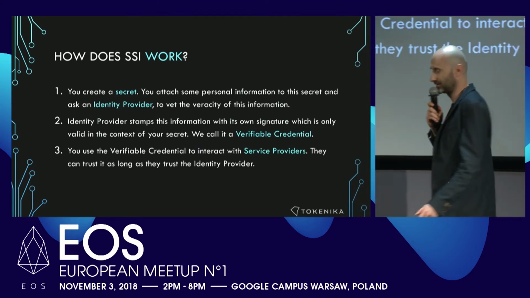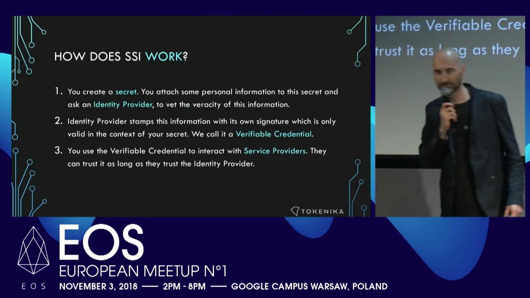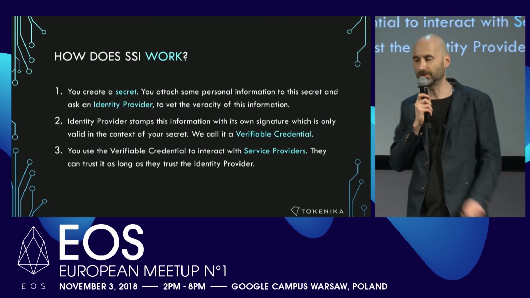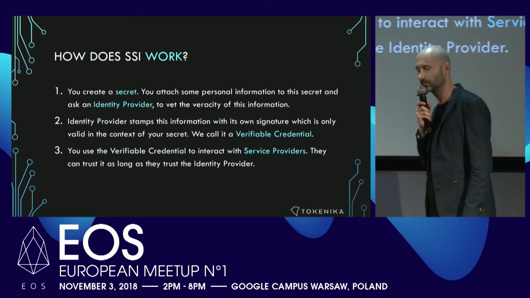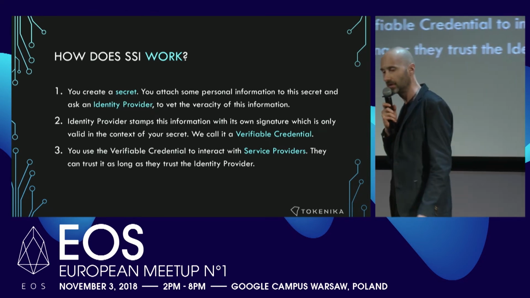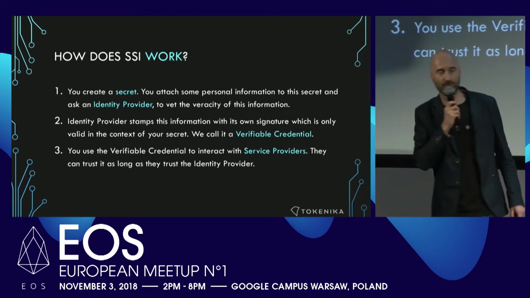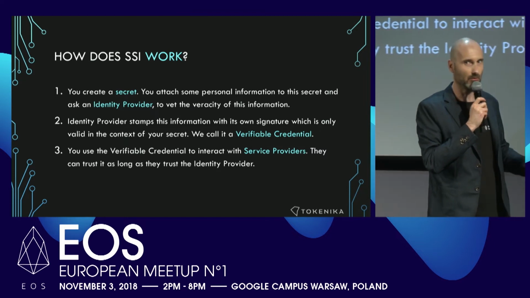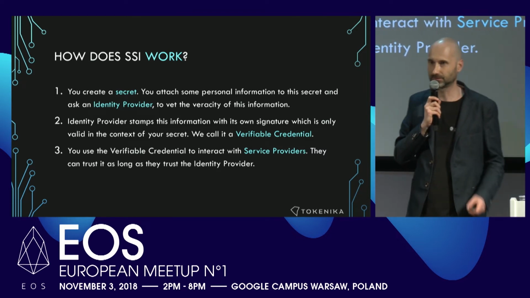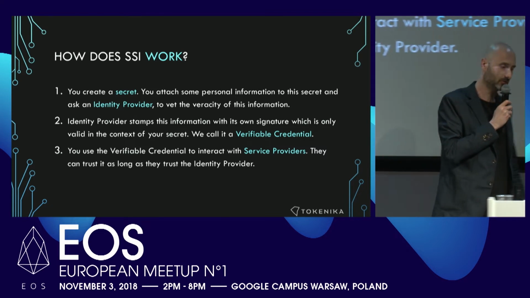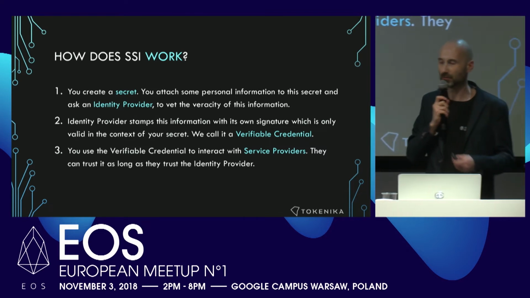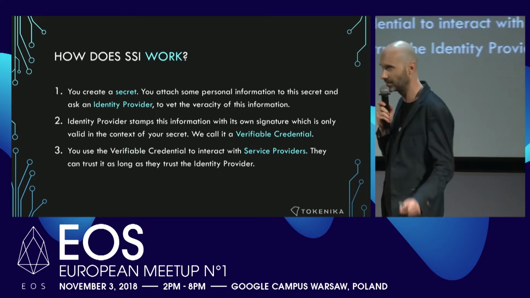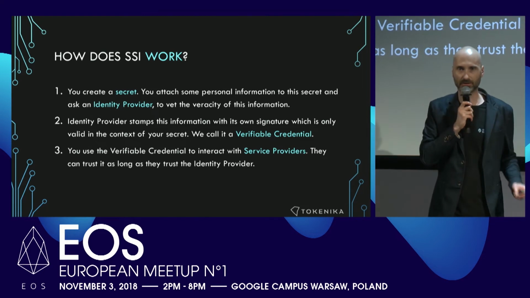And the last step is really simple. Oh, I forgot to tell you that the stamped information is called a verifiable credential or verifiable claim. Then you use this verifiable credential and present it to anyone that wants to see it. In this case, you will go to any service provider and you can verify yourself with this piece of information. They can trust it as long as they trust the identity provider.